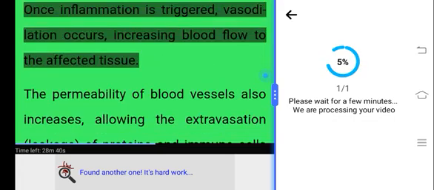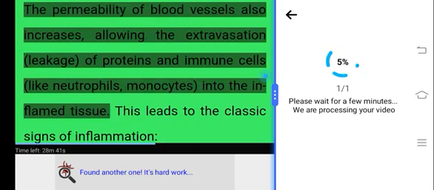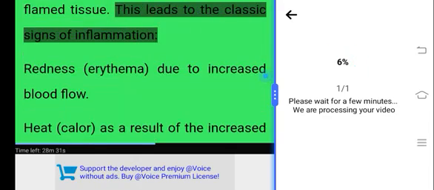Vascular phase. Once inflammation is triggered, vasodilation occurs, increasing blood flow to the affected tissue. The permeability of blood vessels also increases, allowing the extravasation, leakage, of proteins and immune cells like neutrophils and monocytes into the inflamed tissue. This leads to the classic signs of inflammation.